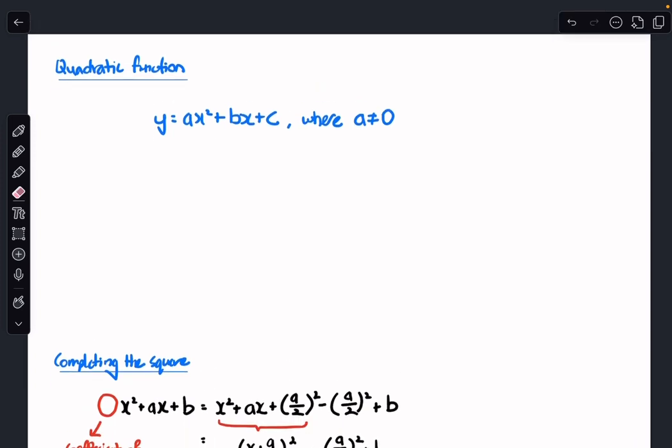So as we know, the general formula of the quadratic function is y equals ax squared plus bx plus c, where a is not equal to 0. This is because if a is equal to 0, we essentially have y equals bx plus c, which is a linear equation.